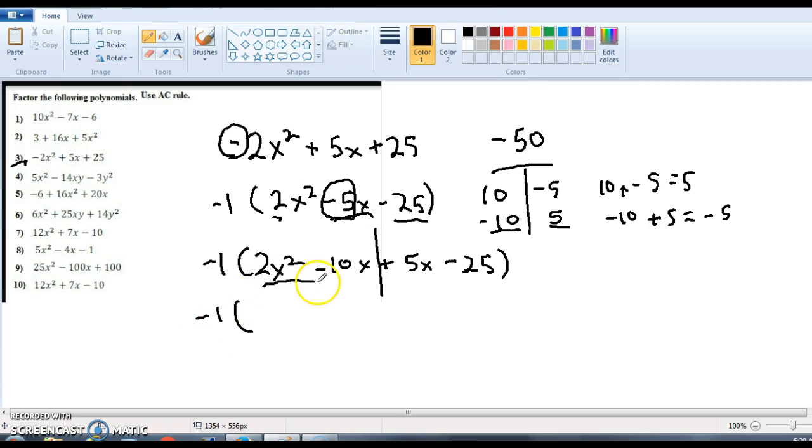And then look at the first two terms. Is there a common factor there? Well, I see that 2 is a common factor of 2 and 10. And x is a common factor of x² and x. When I factor those out, I'm left with x minus 5. Okay, now let's look over here. What's the common factor? It's 5.